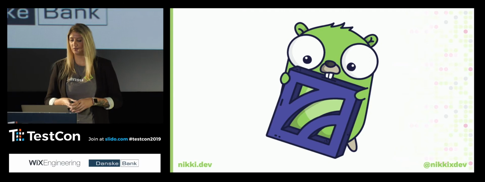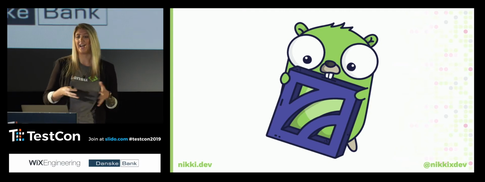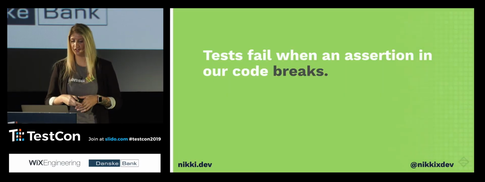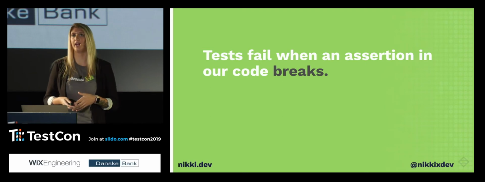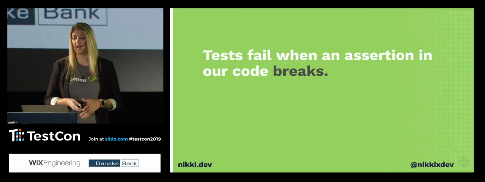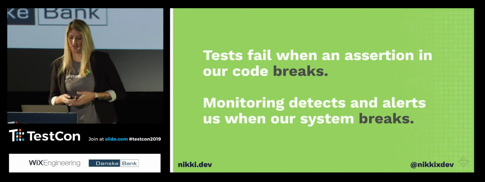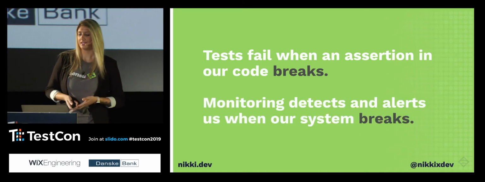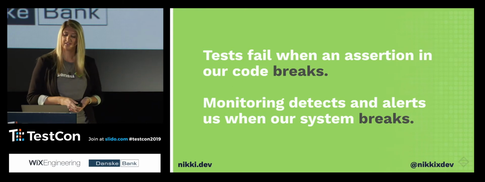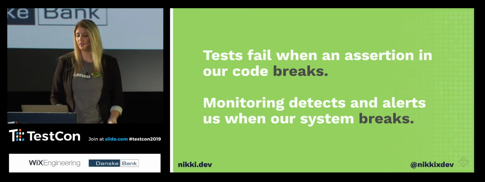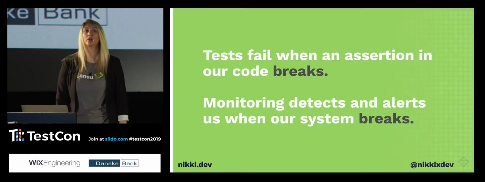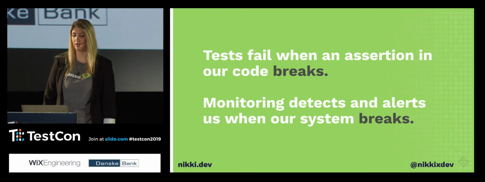But I kind of realized that there was a tight relationship between testing and monitoring. So tests fail, or they should, when an assertion in our code breaks. They aim to identify changes in a product's behavior before the users do. And monitoring, if done properly, detects and alerts us when our system breaks. If a system is unhealthy, there are usually warning signs that your monitoring tool should provide some insight into.